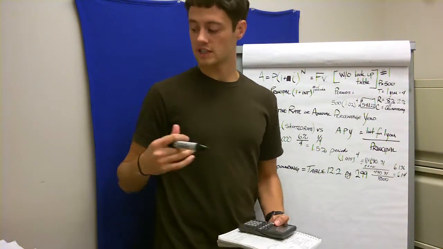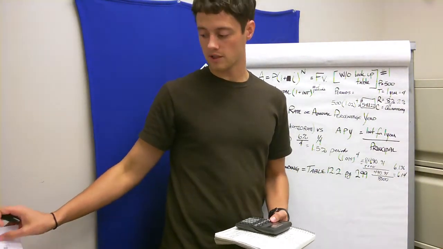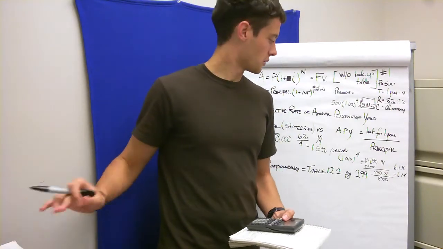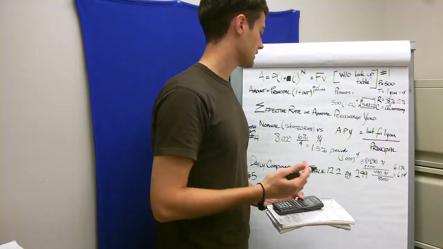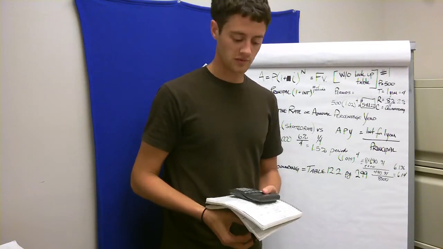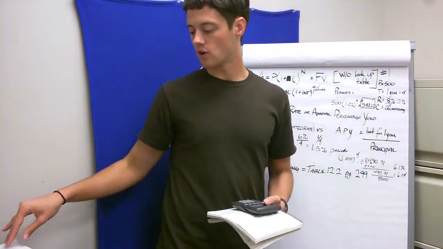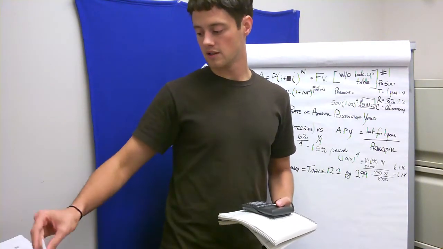Now it said if you do it instead of quarterly or semi-annually, if you do it daily, they actually give you another table, which I recommend printing off. So when it says compounded daily, or look at table 12.1, you actually know what they're talking about.